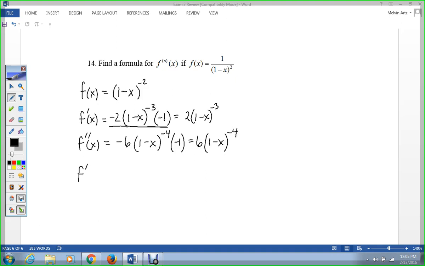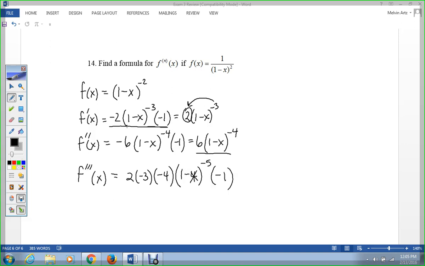Now let's take one more derivative and see if we can see a pattern here. If we take the derivative now of this, and see this 2 right here, I multiplied that by this 3 when we found the derivative. So this is actually 2 times negative 3, and then we have our 4 coming down, negative 4, and we'd have 1 minus x to the negative 5 times negative 1.